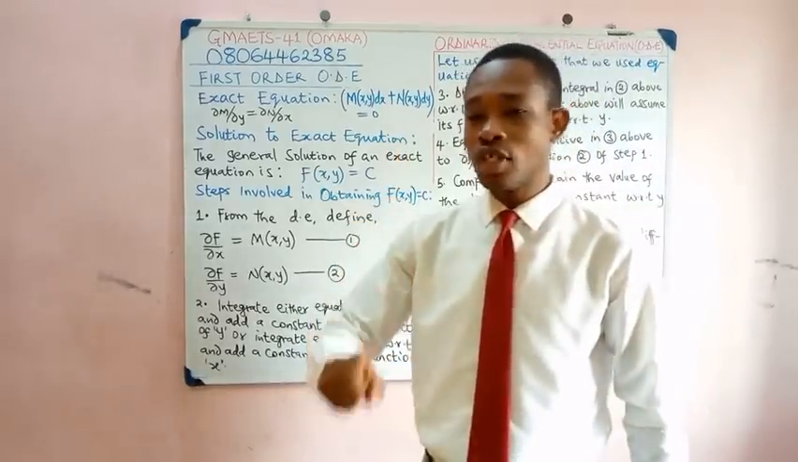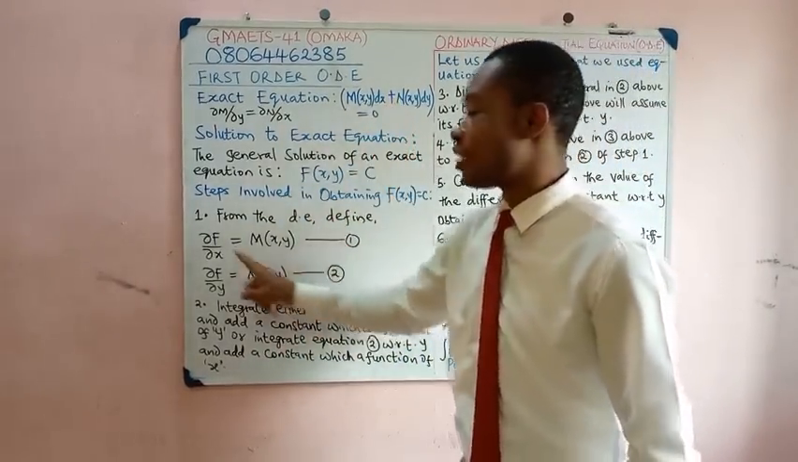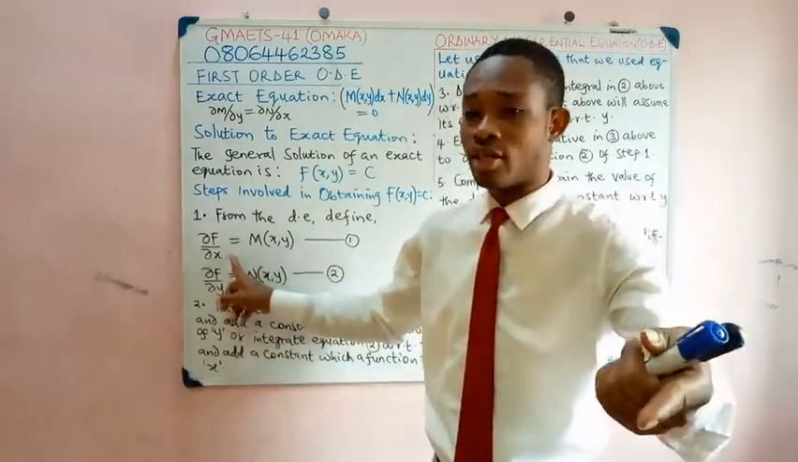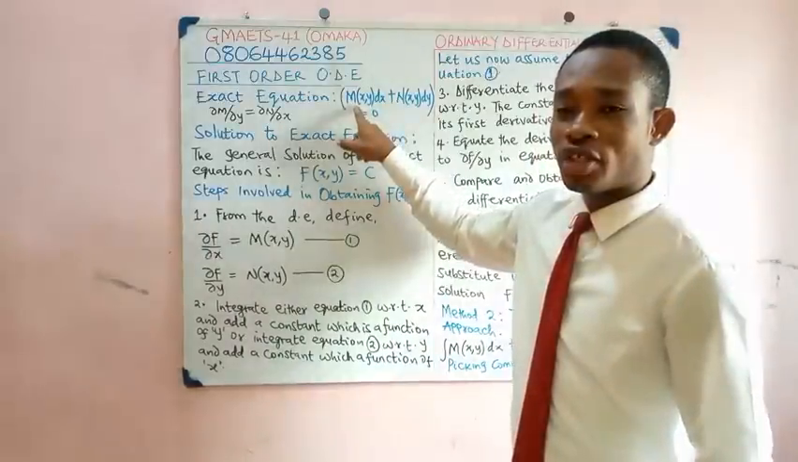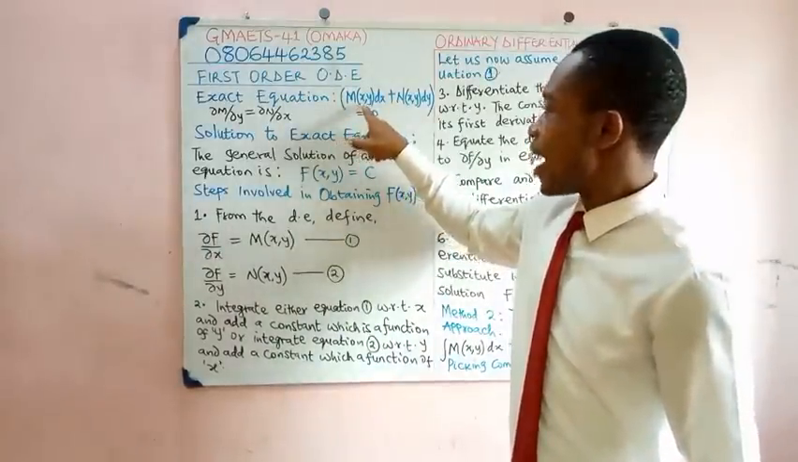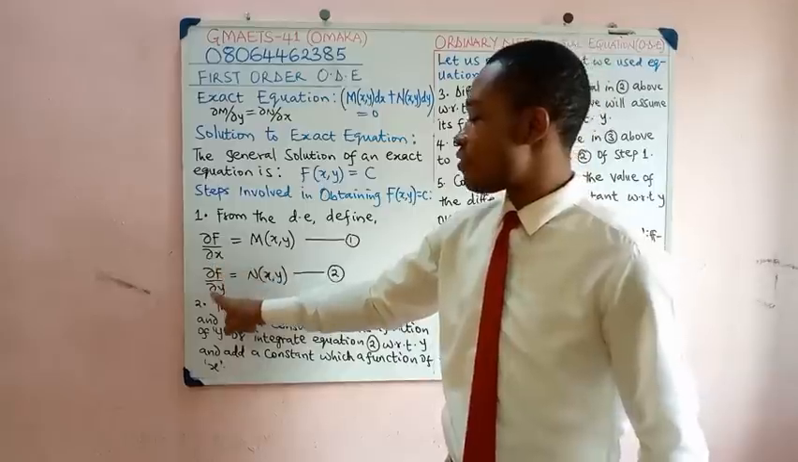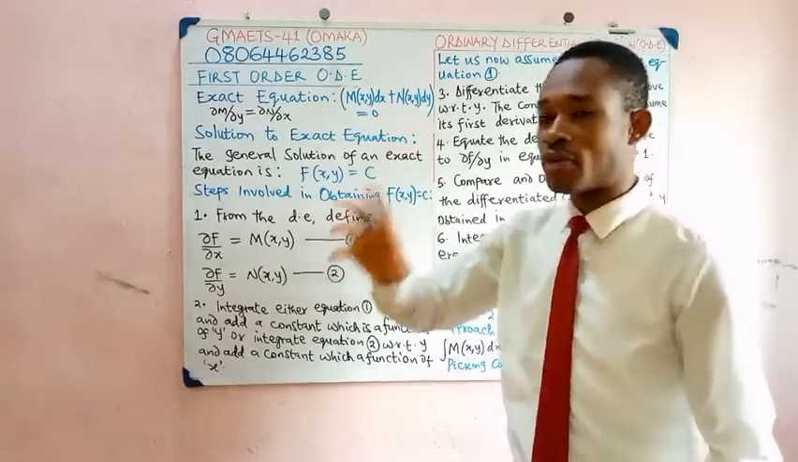The first thing you need to do is to go to the differential equation given to you and define a term which we're going to call del f over del x. Just write it, del f over del x is equal to the function M of x, y. That is equal to this term. Then again, define del f over del y and make it equal to N of x, y. So that's the first thing you're going to do.